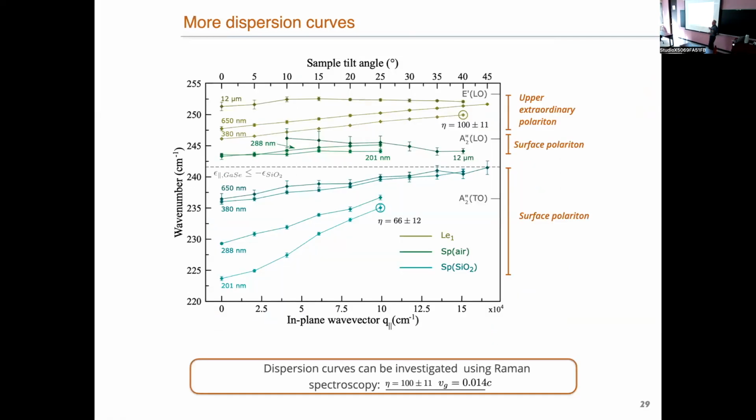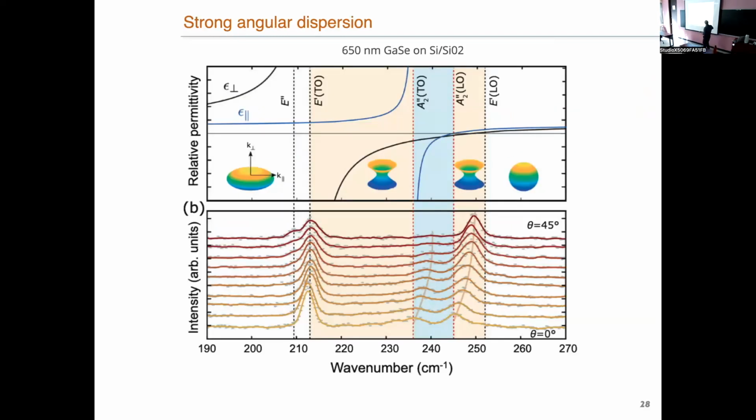Okay, so this was just on one sample of a given thickness, and we repeated the same thing and measured the dispersion curve. With this information, we can convert this angle, and this frequency is what we measured. This angle can be translated to a propagation wave vector, and by taking all these points, we can reconstruct the dispersion of the phonon polariton.